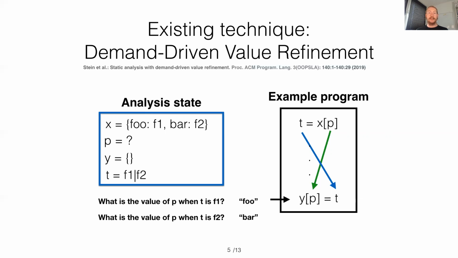A sound backwards goal-directed analysis then starts from the dynamic property write and tries to answer the queries. For this code, it provides the precise answers that p is the string foo when t is f1, and that the value of p is the string bar when t is f2. By using these answers, it suffices to write f1 to the foo property and f2 to the bar property. This technique thereby avoids mixing together the properties, and it also works across functions.